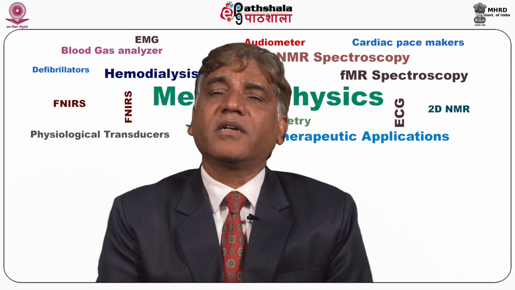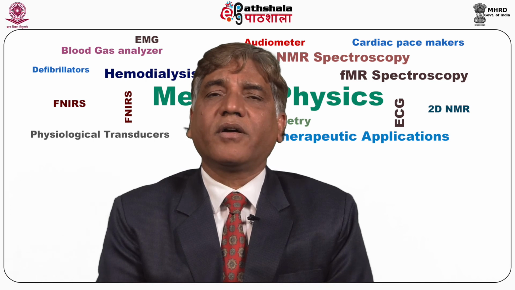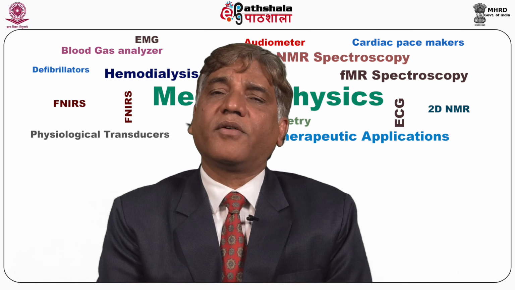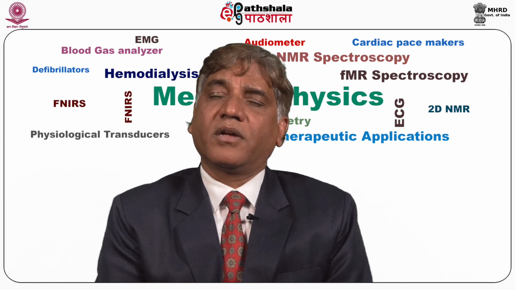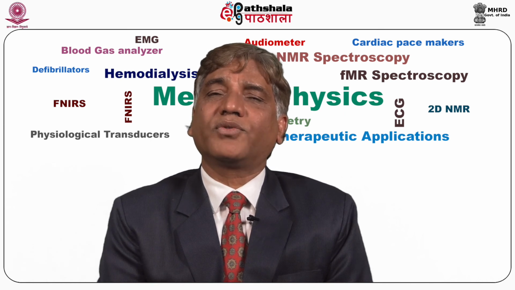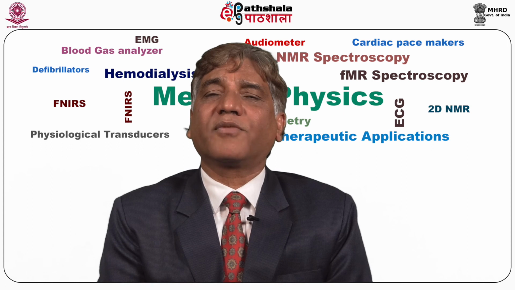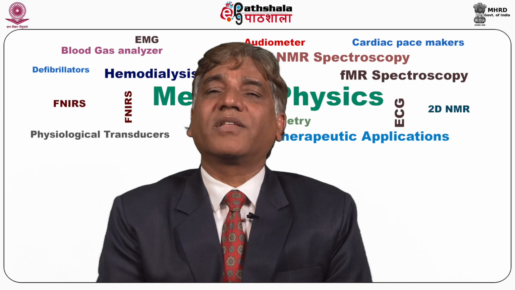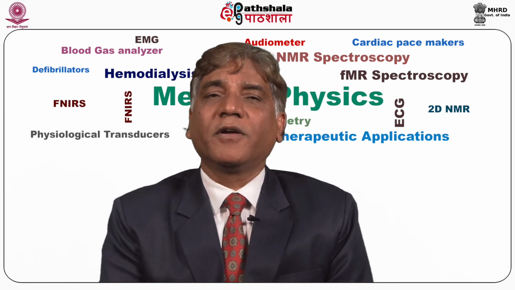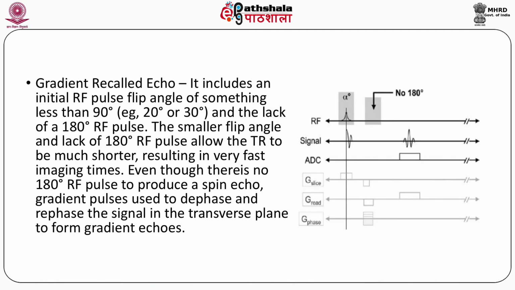So the signal from fat is very high, however the longitudinal magnetization for CSF is 0, and when the 90 degree RF pulse is used, it doesn't excite anything. There is no meaning in excitation, and therefore the signal from CSF would be 0. Now the third is the gradient recall pulse sequence.